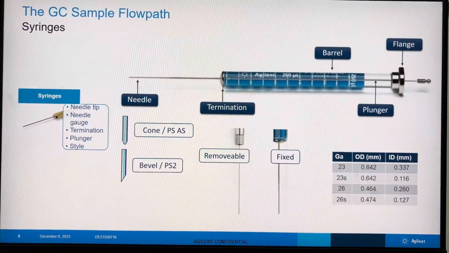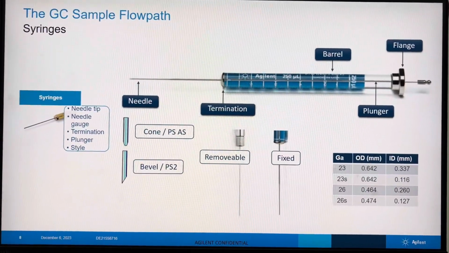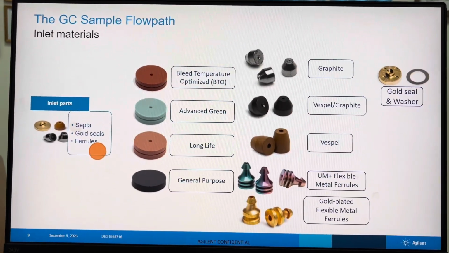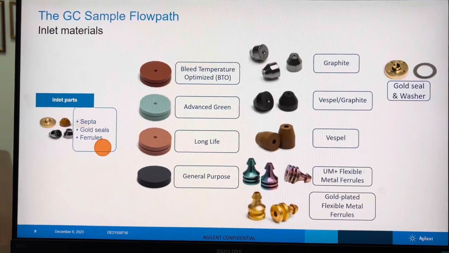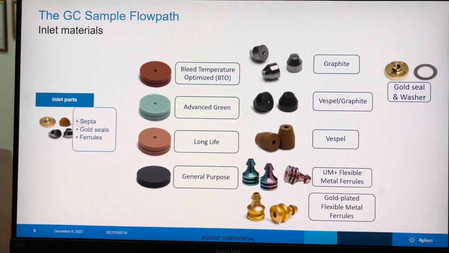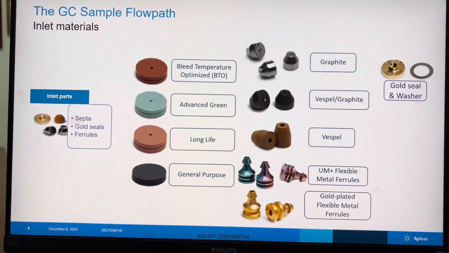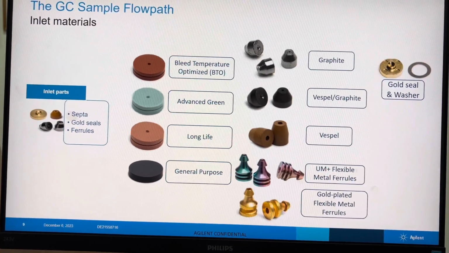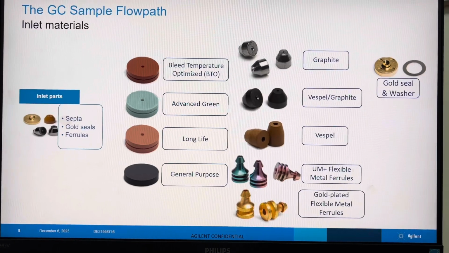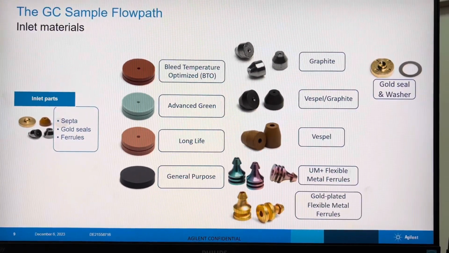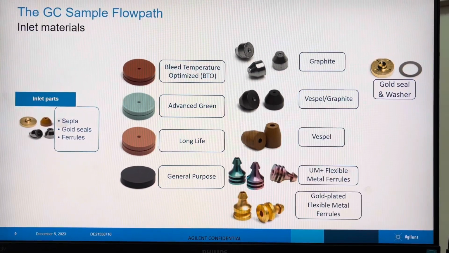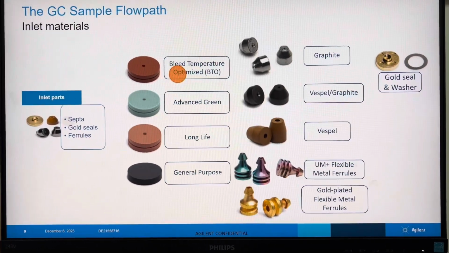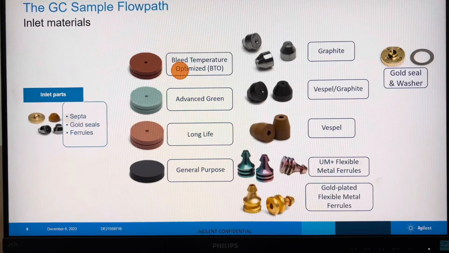And the second important part, after the syringe in the system, is the septa. Inlet septa: we need to have septa in the proper place and with proper conditioning, without any contamination. We generally use a bleed temperature optimized septa, which is preferable for most applications, because it will be suitable for most of them.